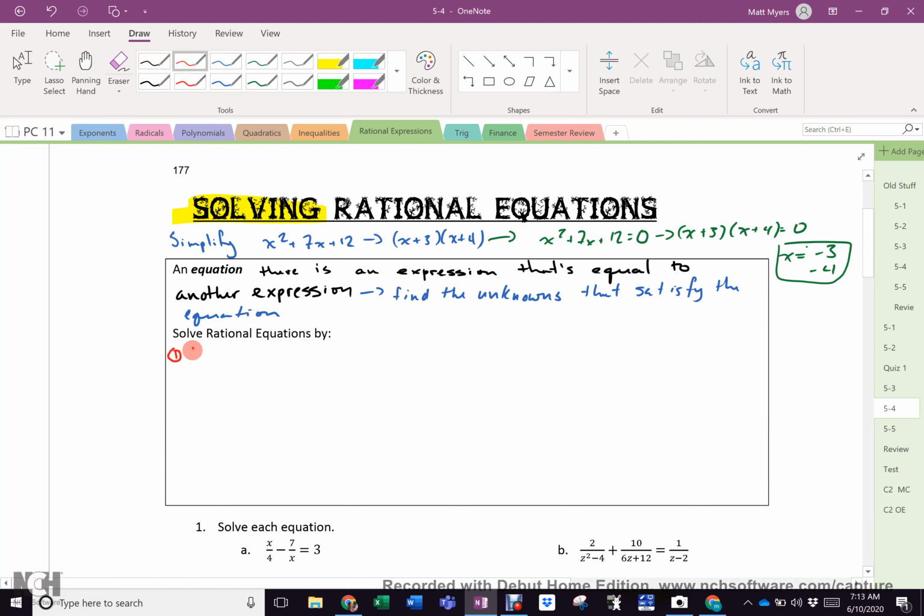We simply solve rational equations by doing everything that we already do. Step 1, we simplify by factoring. Where do we factor? Everywhere we can. Simplify by factoring everywhere we can, and by canceling. Guess what? Everywhere we can. The next thing we have to do, we do need to check our NPVs. Why? Because our answers may not work.